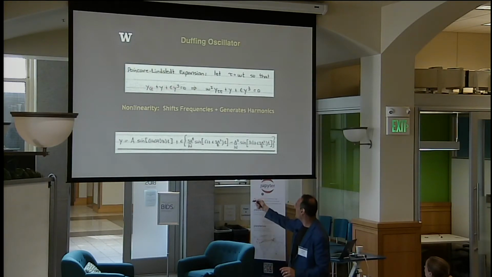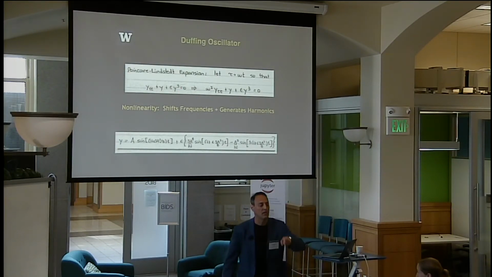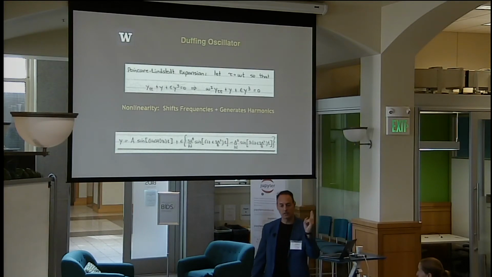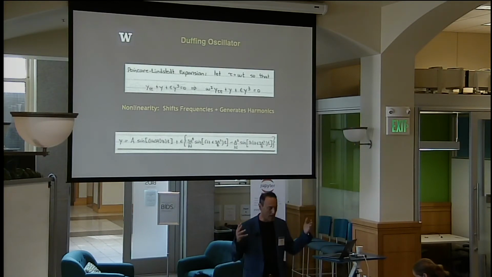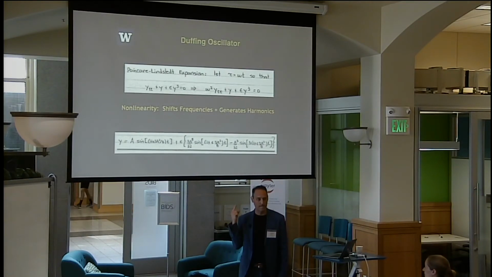Check it out. Let's just take a pendulum with a little nonlinearity. This is the first correction. This is a Duffing equation. And what happens with that nonlinearity? Nonlinearity does 2 things. It shifts your frequencies, and it creates harmonics. So if you try to build a linear map in 2 dimensions, and this is going on, you'll fail.